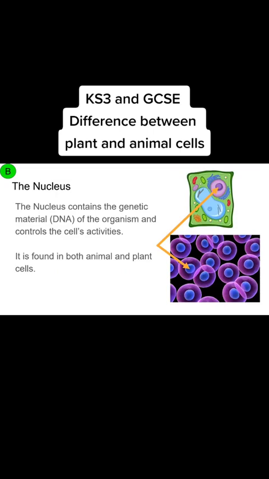Let's look at the organelles that are found in the animal and plant cell. The nucleus is found in both cells and it carries the genetic material, the DNA. DNA stands for deoxyribonucleic acid, and the job of the nucleus is to control the activities in the cell.